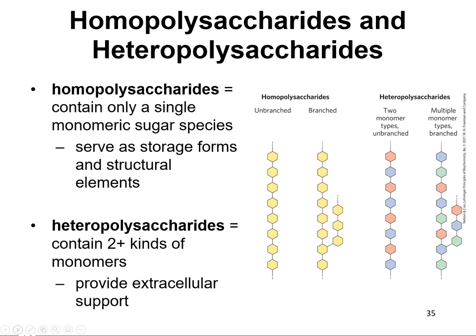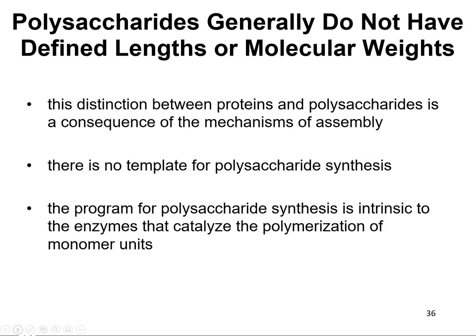Typically, the homopolysaccharides are going to be the storage forms that you see in biology. They can also serve as structural elements. Heteropolysaccharides are usually some kind of extracellular support. You'll also notice that you can have branching or no branching at all. And if you have something that's branched, then it's a little bit more space saving. We'll look at some examples of these.